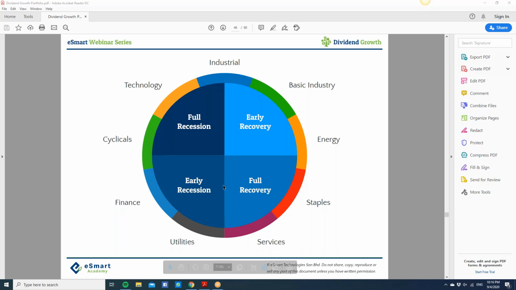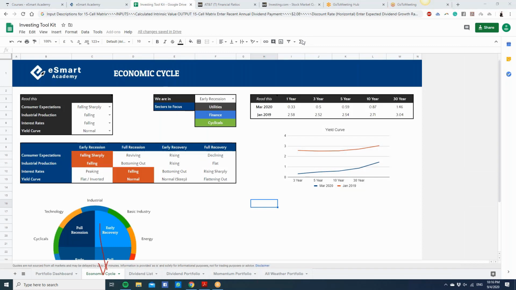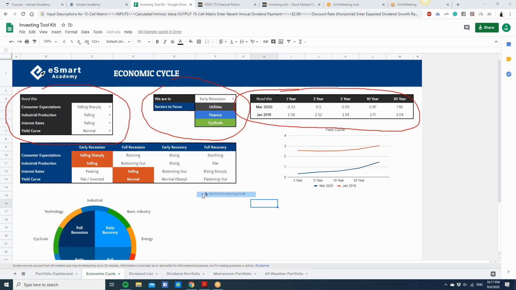So what are these sectors? Don't worry about it, because it's already in your toolkit. This tab here is called economic cycle. If you click into it, you can see a few things happening. The black color ones are the ones where you need to input some data, the 10% of work that you need to do. The rest of it is all automated already.